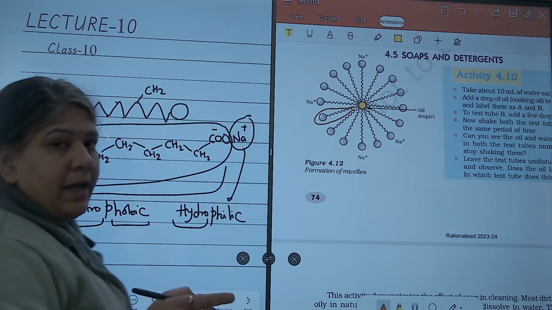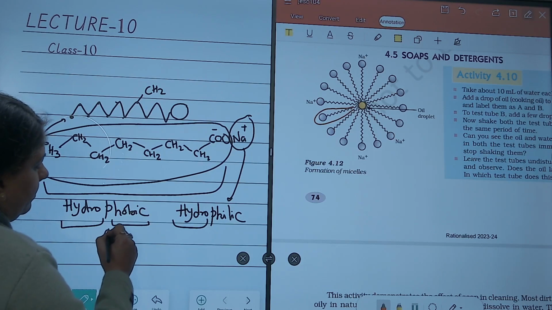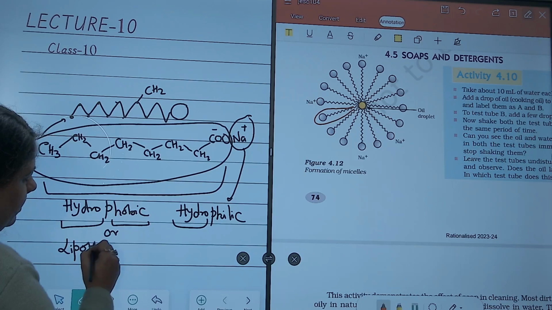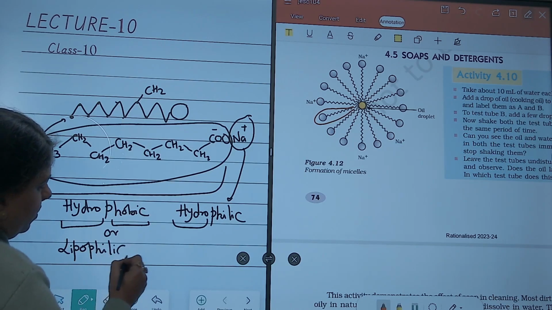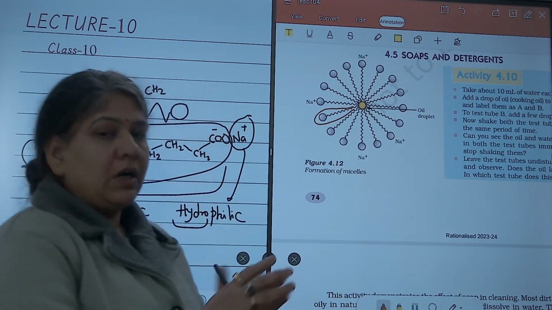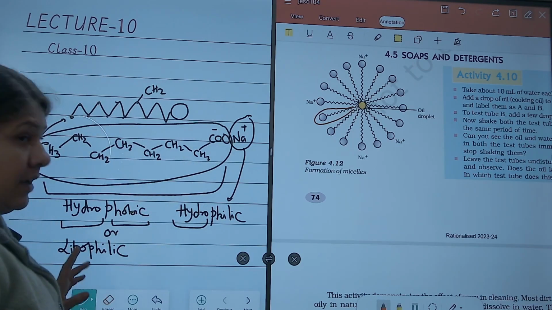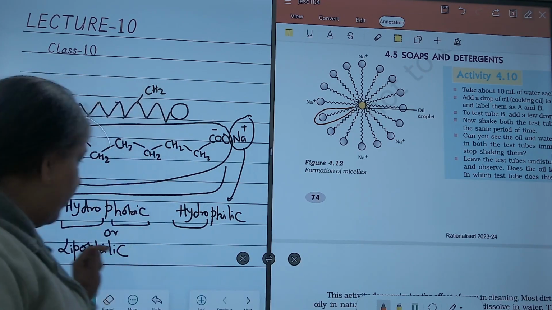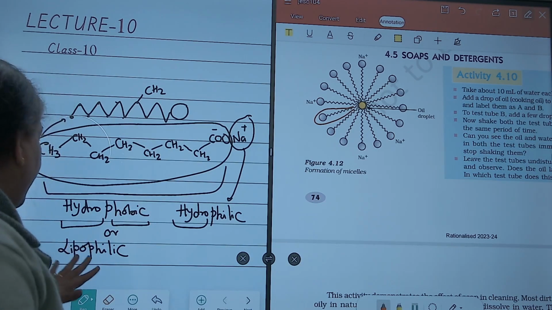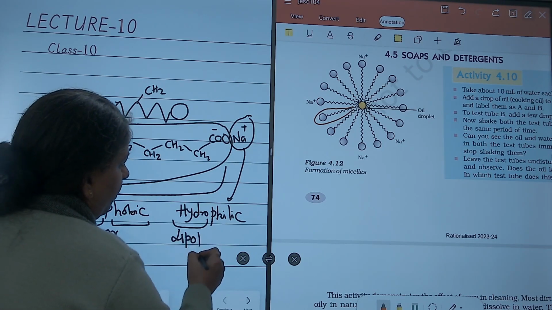See, there is one more name for this hydrophobic part. It can also be written as lipophilic. So it is hydrophobic, that is, it has fear of water and will tend to avoid water, but it is highly soluble in lipids or oils. So in terms of lipids, we will call it lipophilic, and this ionic part will be lipophobic.